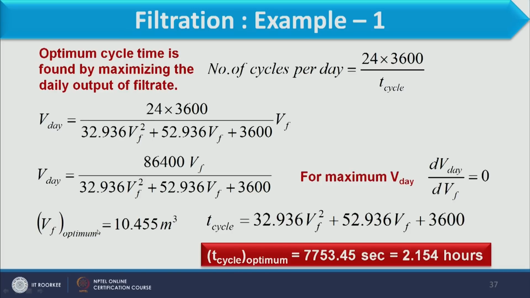So Vf optimum is 10.455 meter cube, and T cycle, the optimum cycle time, is this much. While putting the value of Vf over here, we can get 7753.46 seconds, that is 2.154 hours. So that is the total cycle time, which is already optimized. So that is the optimum cycle time. In this way we can optimize the cycle time, and we can calculate the total time required for washing.